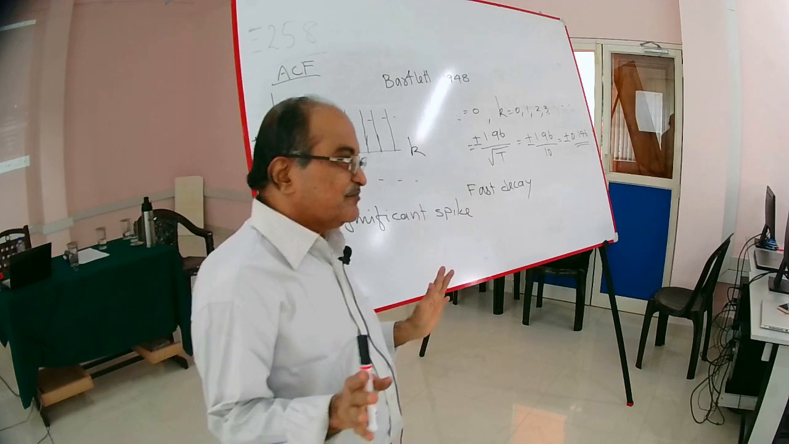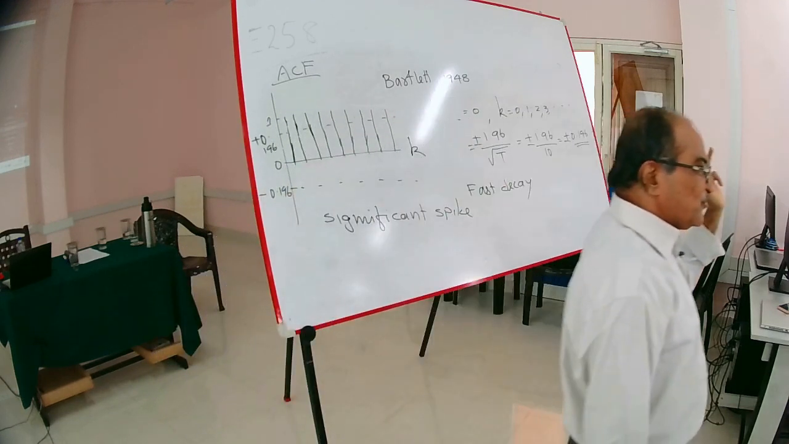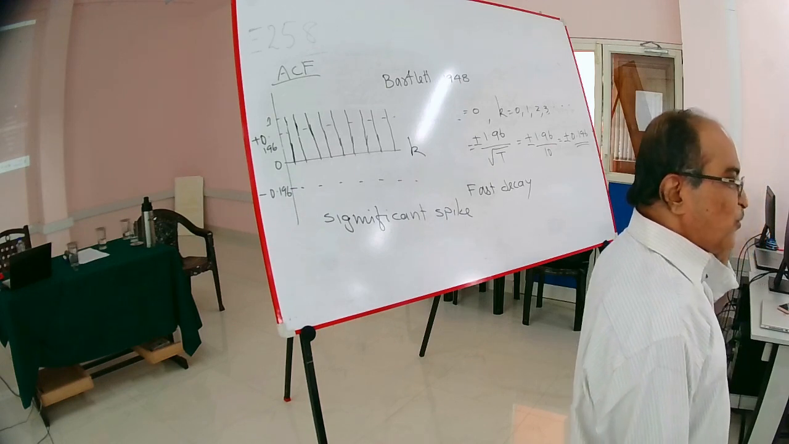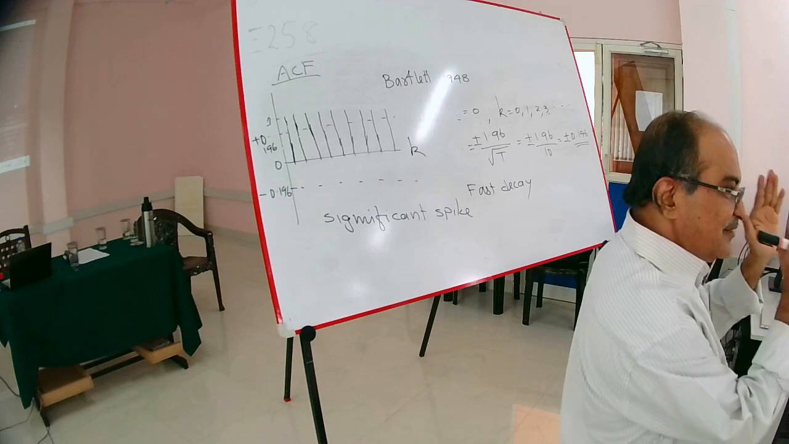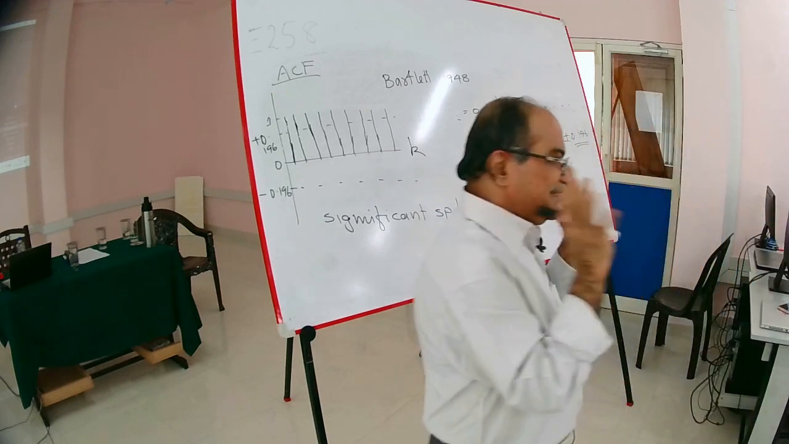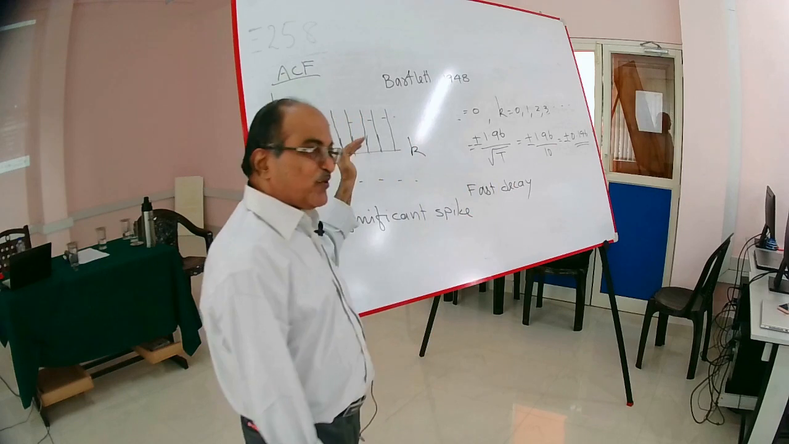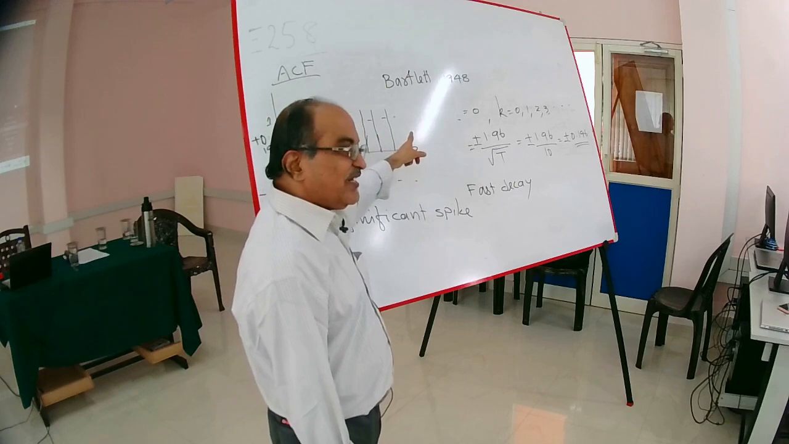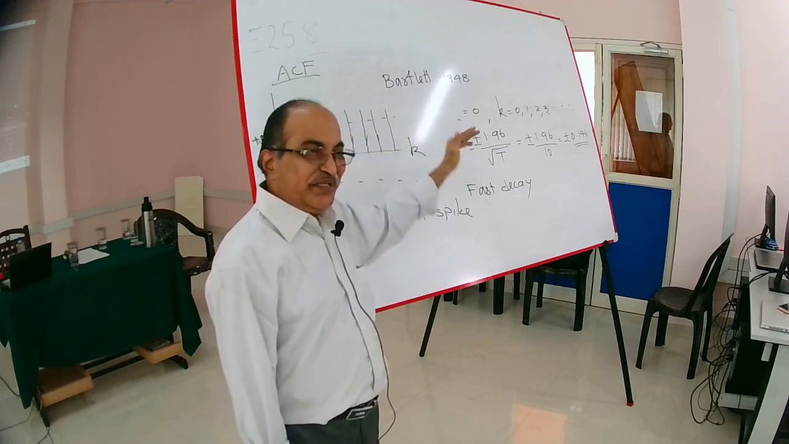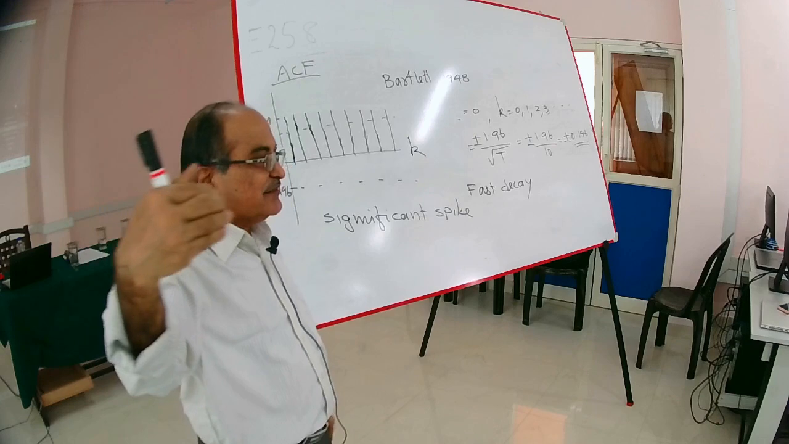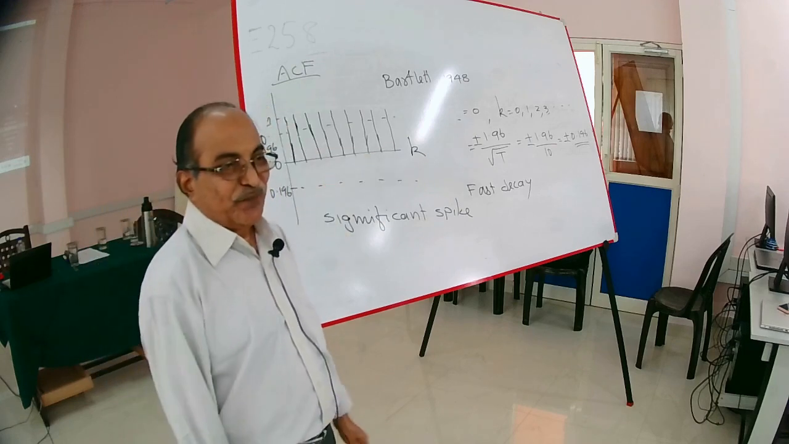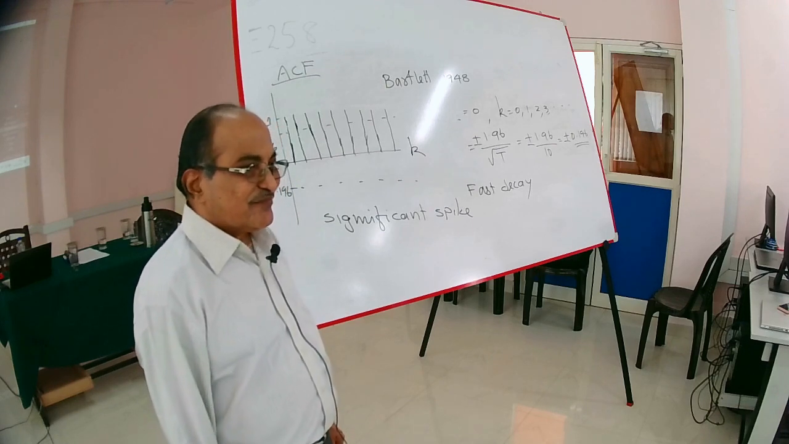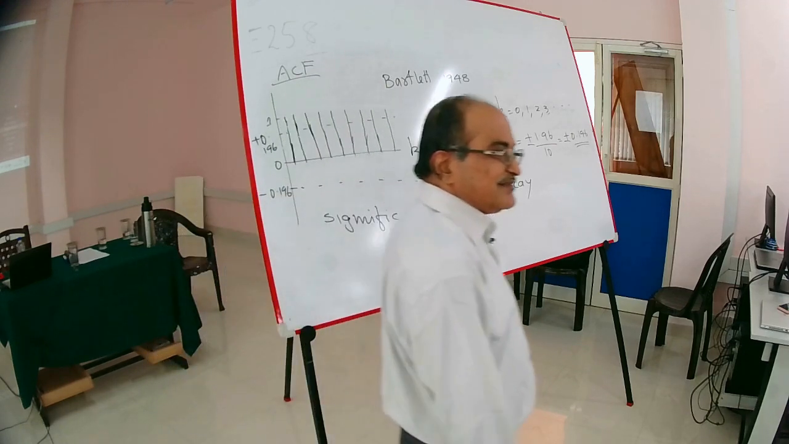Is it clear? So for a white noise process, how do we find out a white noise process? All the autocorrelation coefficients are within the 95% confidence interval, right? Then for a stationary process, we will have fast decay. For a non-stationary process, we will have very slow decay. Even after 10 or 15 lags, it will not come to 0. Okay, that is the non-stationary case. Is it clear?